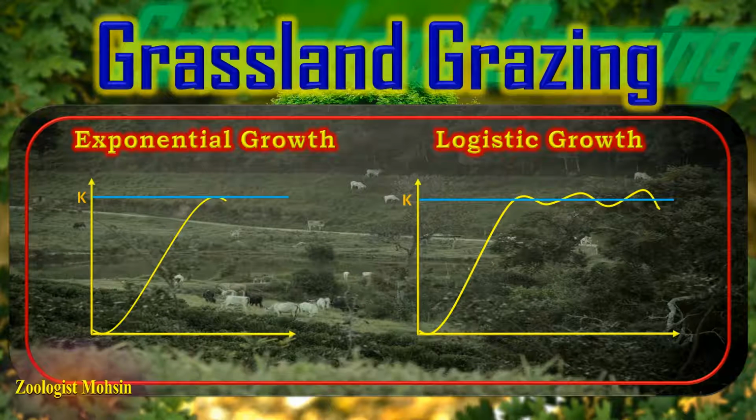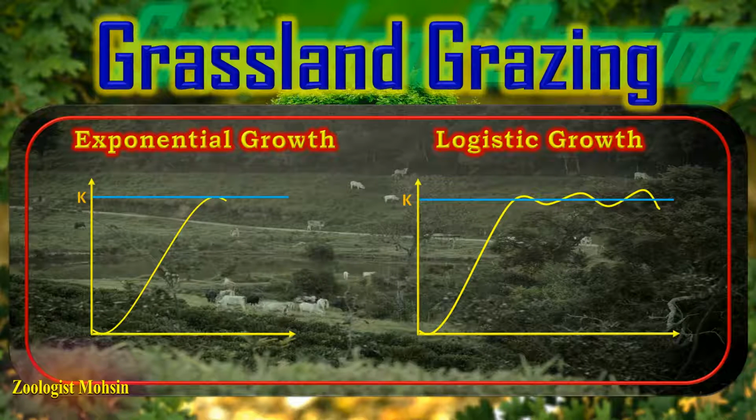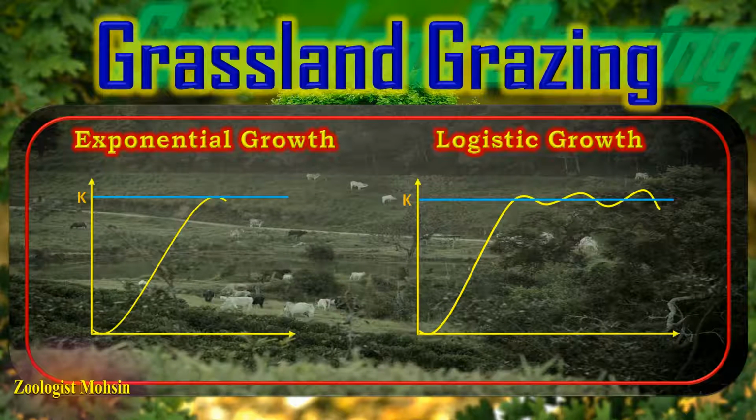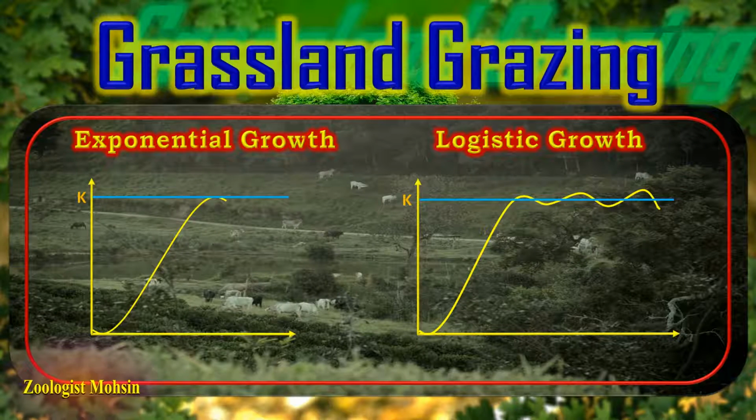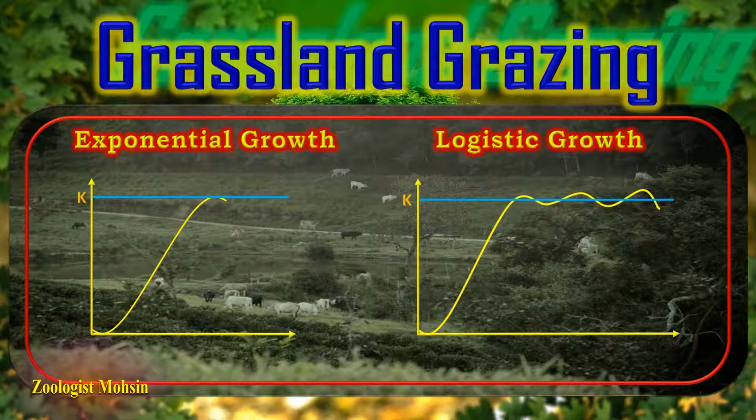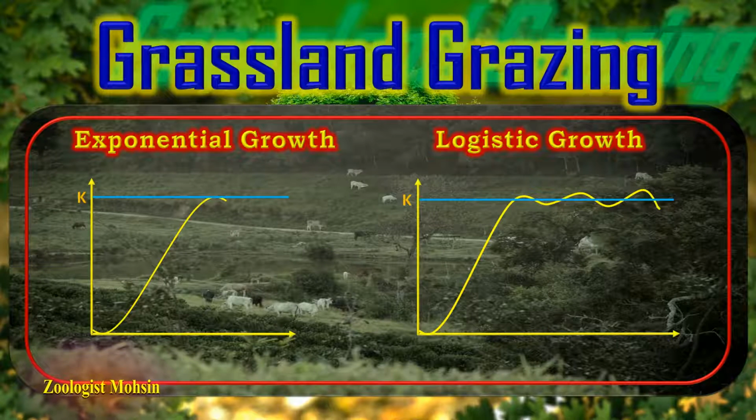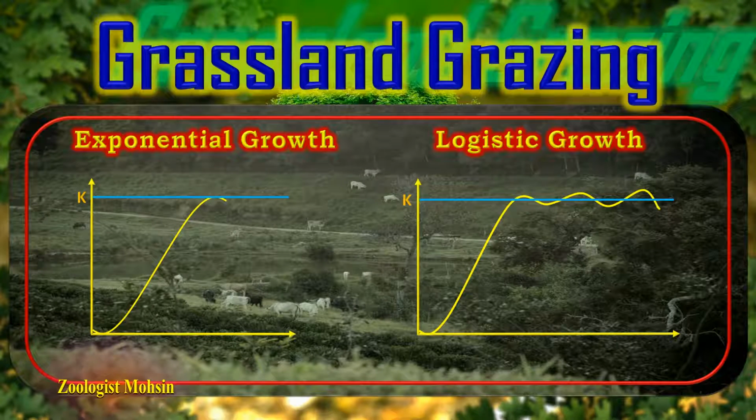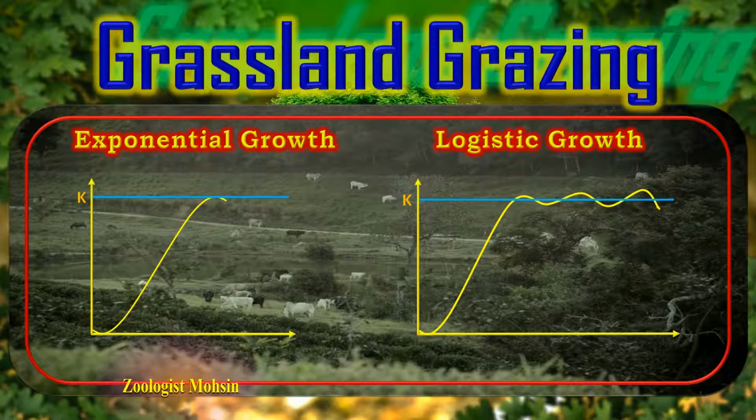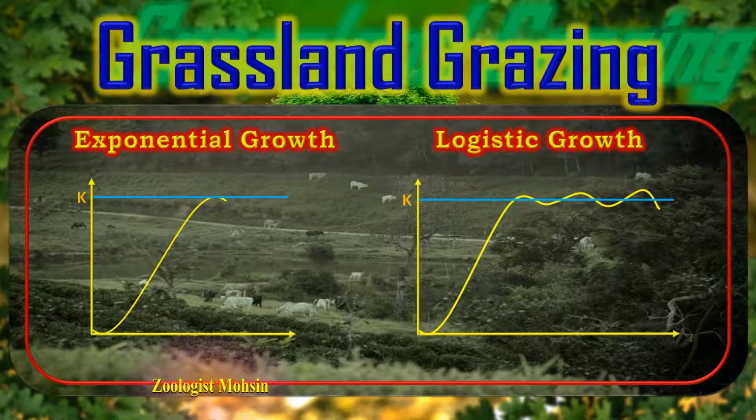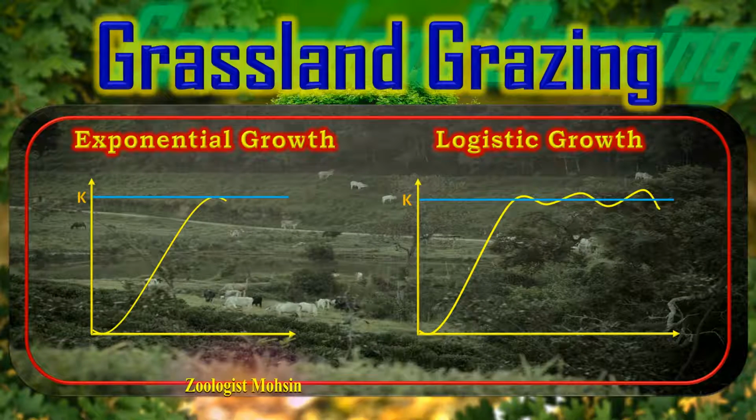So the kind of growth which occurs initially is exponential, and the growth type which remains below or up to the carrying capacity is termed as logistic growth. So logistic growth is the basic term which helps us to define the carrying capacity of a particular ecosystem or of a particular environment. So that's the carrying capacity of an ecosystem.